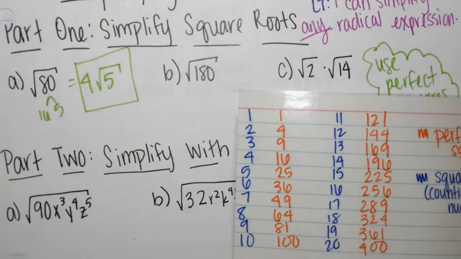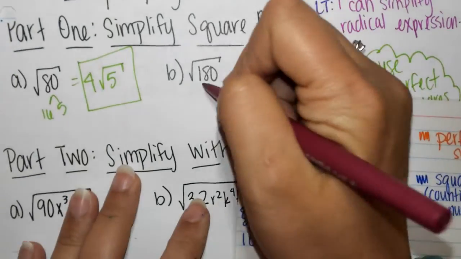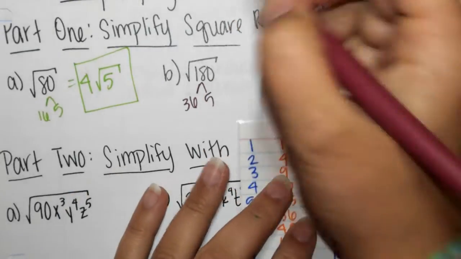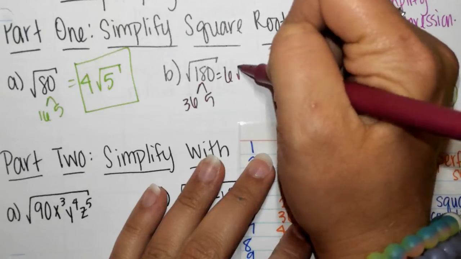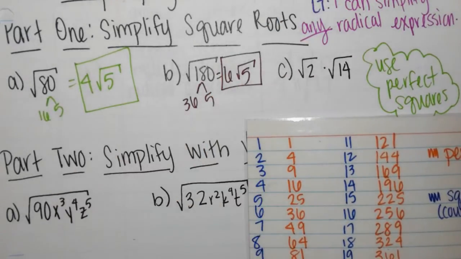Okay, so then for 180, the biggest perfect square that goes into it is what? 36. 36 and what? 36 and 5. Awesome. And then what's the square root of 36? 6. So you have 6 root 5. And you say that as 6 root 5. So how do you say it? 6 root 5. Woo!